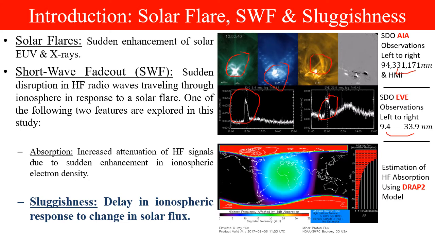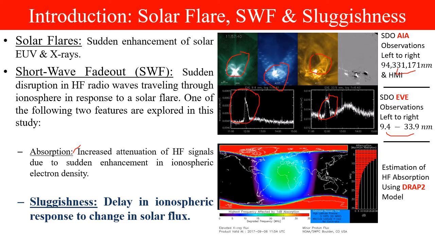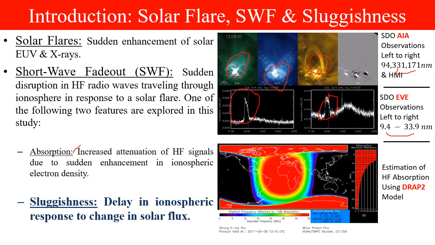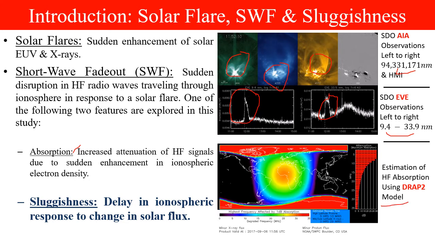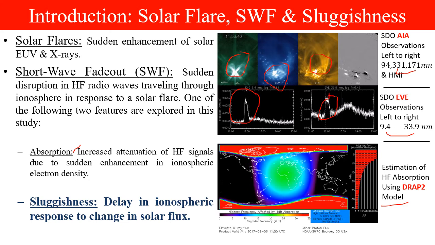A typical signature of shortwave fade out is absorption, the sudden increase of the attenuation in the HF signal, that is due to the sudden enhancement of the ionospheric electron density, which is mainly due to the enhancement in the X-ray and UV bands of the solar irradiance. And here is an example, which is D-RAP model output that shows the sudden absorption enhancement in the different frequency spectrum.